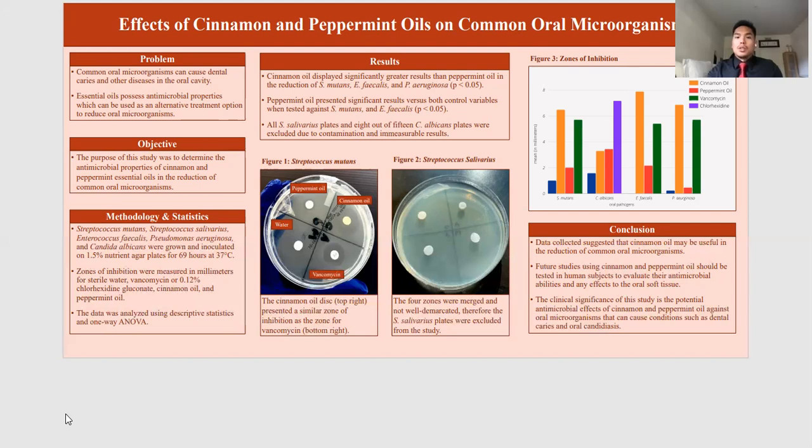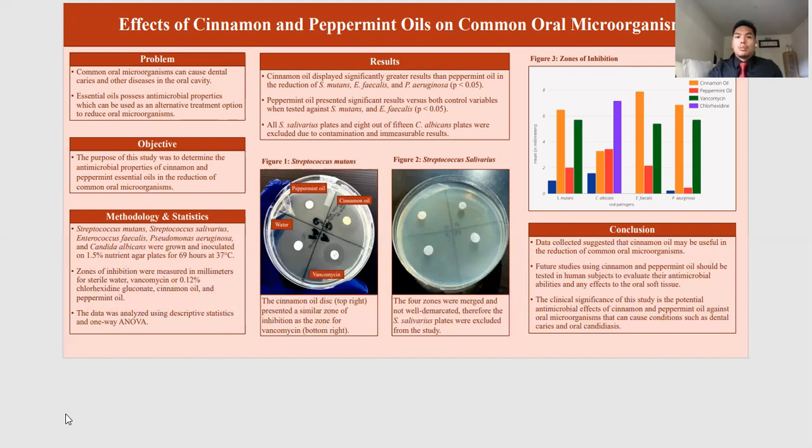For C. albicans, only 7 out of the 15 agar plates were used due to contamination in which other bacteria were exposed to the plates prior to incubation. There were no significant differences between cinnamon oil, peppermint oil, and water, and there was a significant difference between both oils and chlorhexidine, with chlorhexidine having a significantly larger zone of inhibition in the 7 plates evaluated.